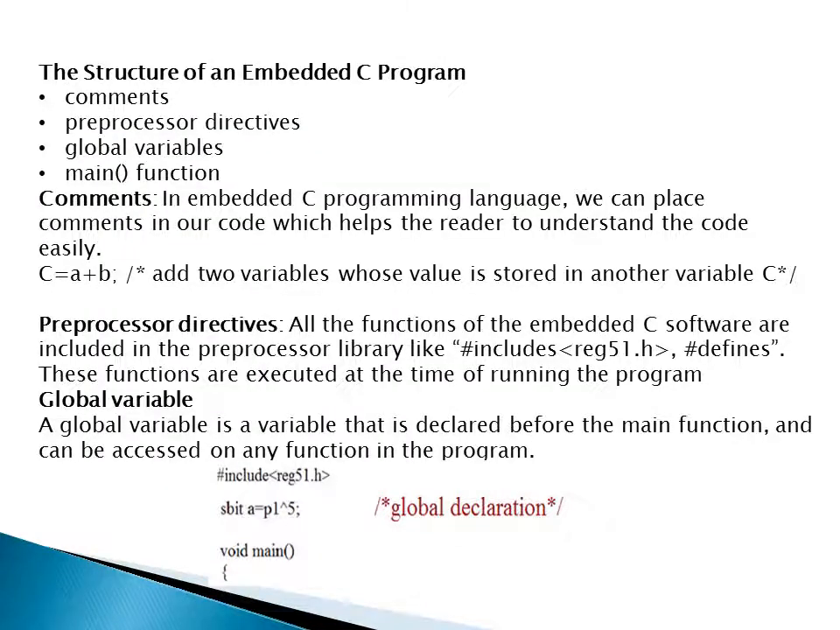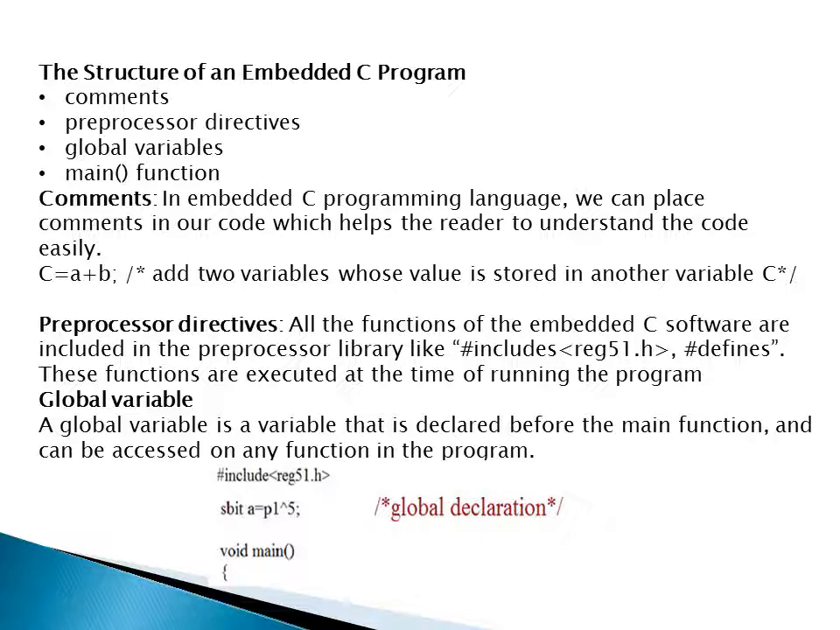Now we will see the structure of an embedded C program. In the structure of an embedded C program, there are certain points, that is comments, preprocessor directives, global variables, and main function. Now we will see these points one by one.